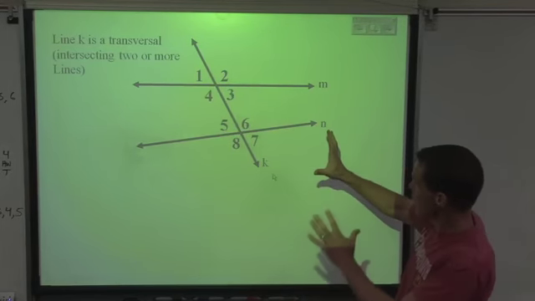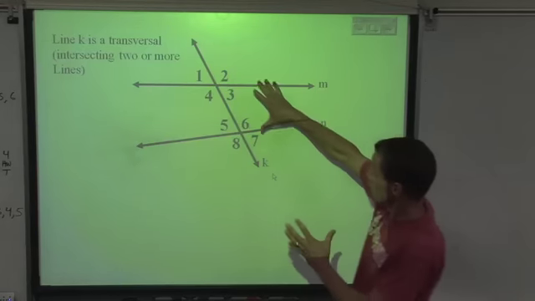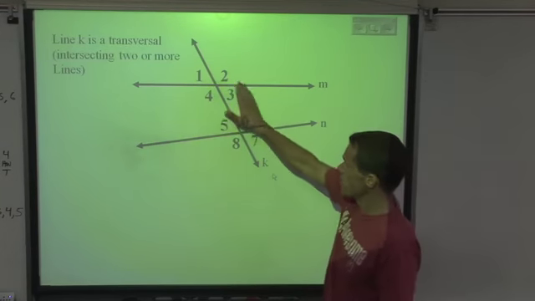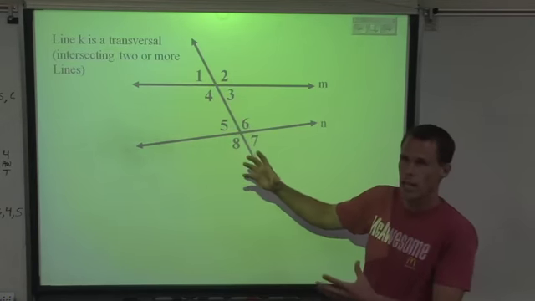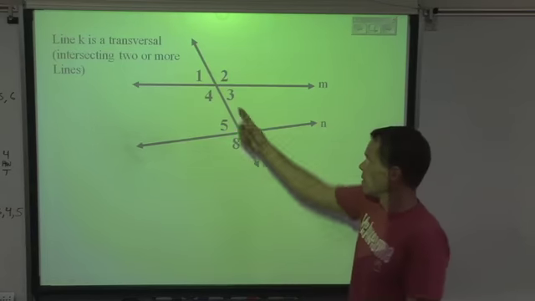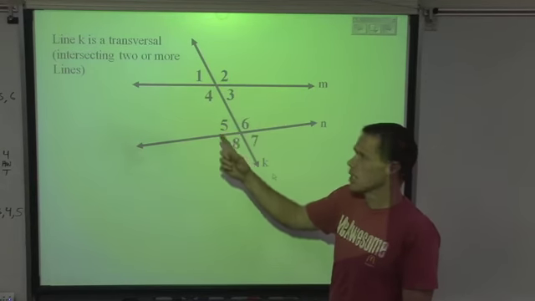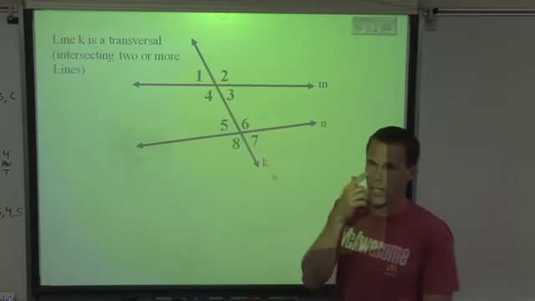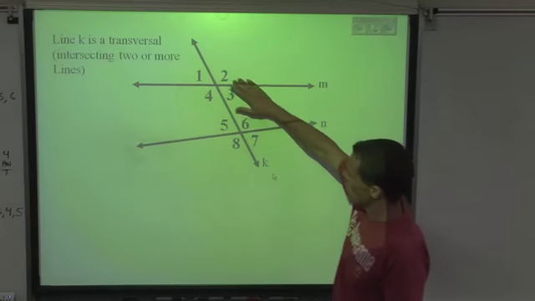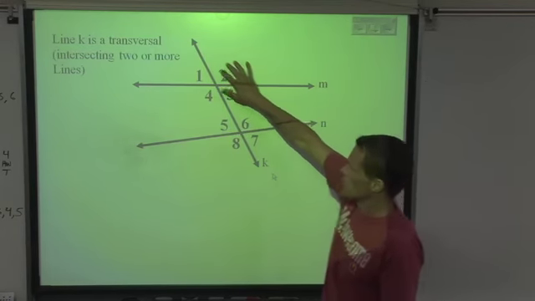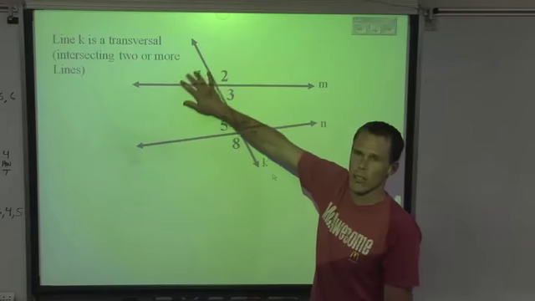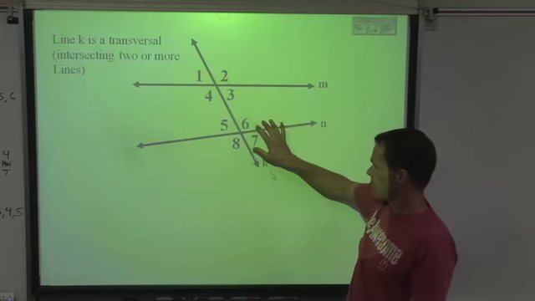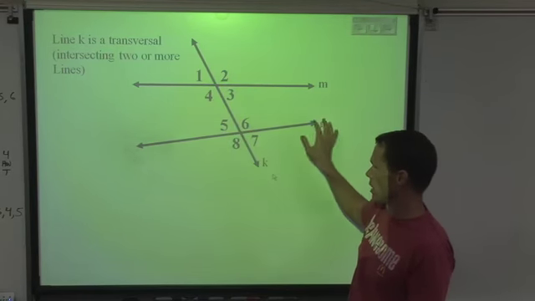Now, once we have a transversal intersecting these two lines, 8 different angles are created. Some of the angles we know. 1 and 2 are adjacent, 1 and 3 are vertical angles. But what we want to start looking at is what are the relationships to the first 4 that are created with K and M, and the second 4 that are created with N and K.